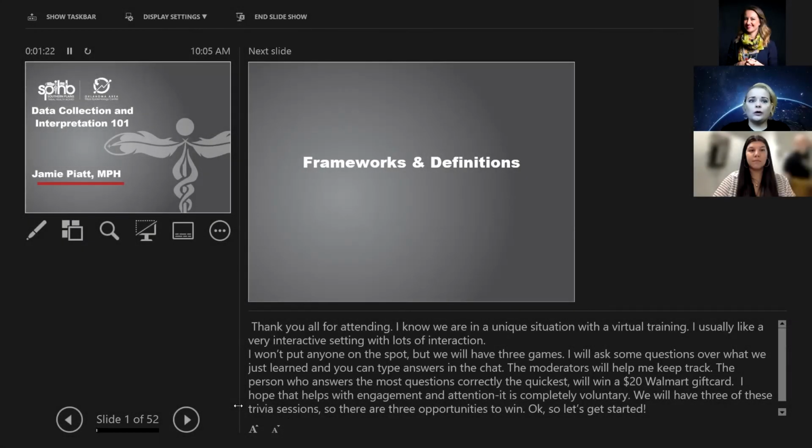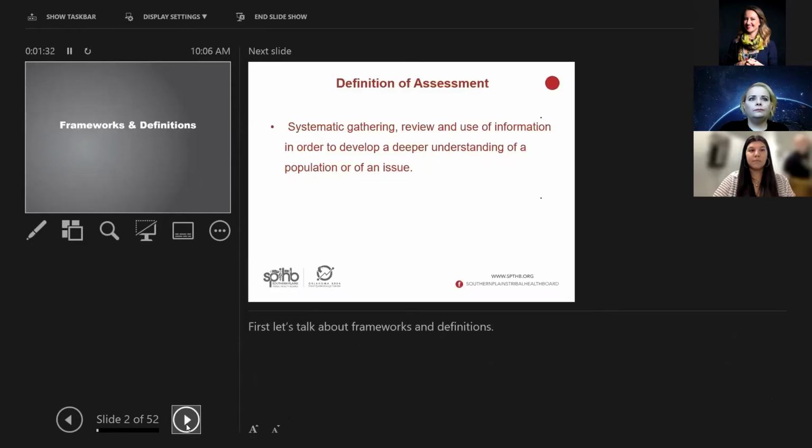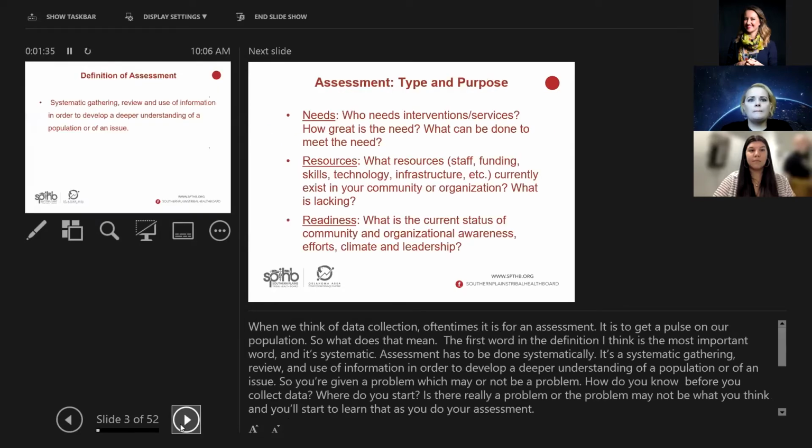Again, this is data collection and interpretation 101. It's not going to go into great detail, but just to give you an overview of data collection and interpretation. So let's first start with frameworks and definitions.